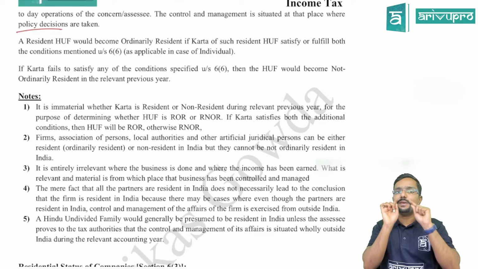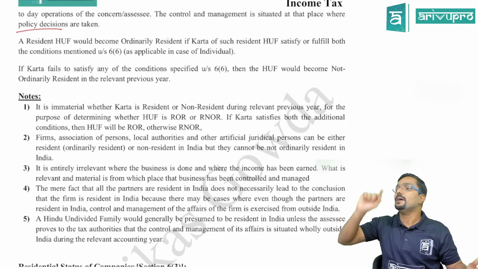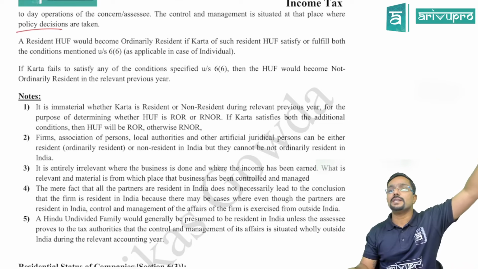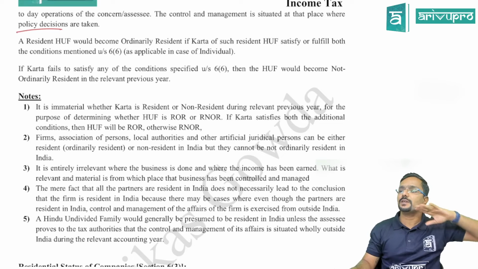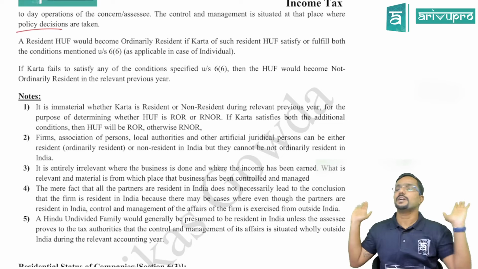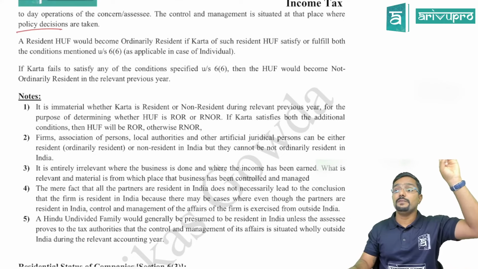See, with respect to HUF only, we check once they become resident whether they are ordinary or not ordinary. Sir, what about the others? Others in the sense partnership firm, AOP, BOI, artificial juridical person and all. They are either resident or non-resident. That's all. No in between there. Clear?